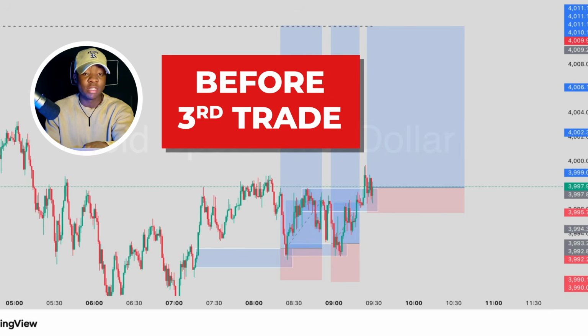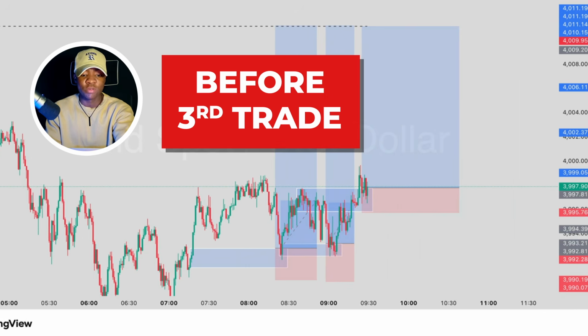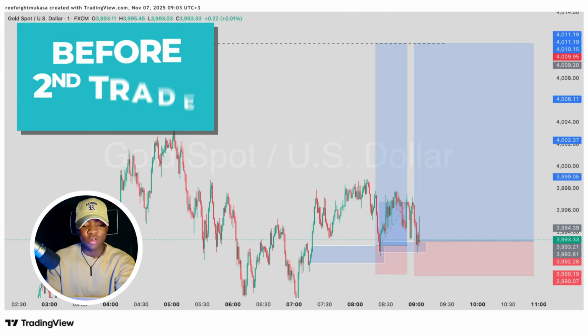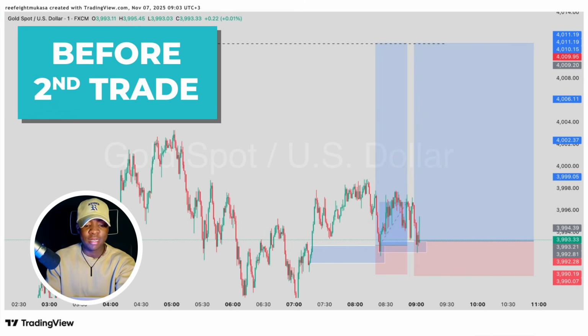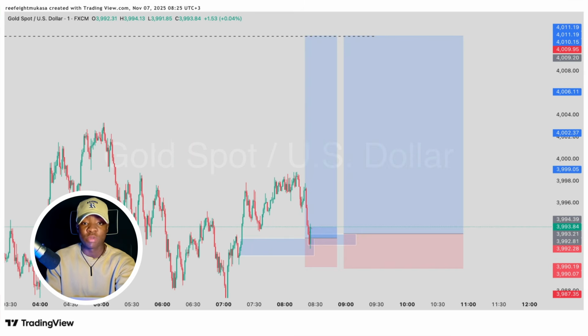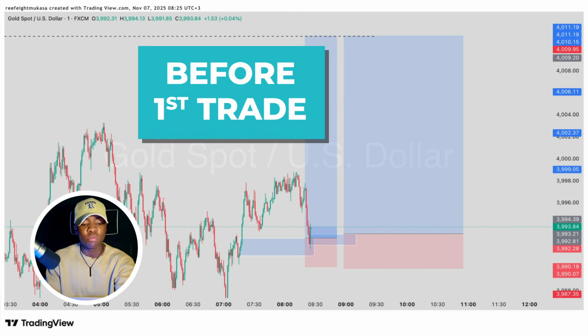But these are the trades that we took on Friday. This is the one that gave us the flip, but we shall get to that one later. And then this one right here is the second trade, and then this one was the first trade. And we are going to break down all of these 3 trades, but we're going to start with this one, of course, the one that came in first.